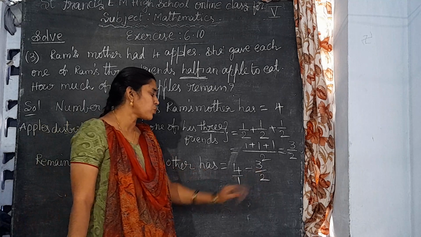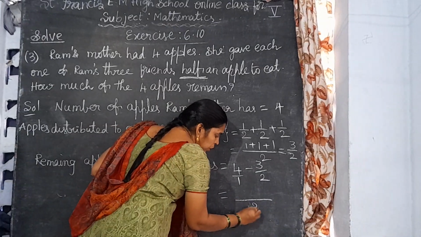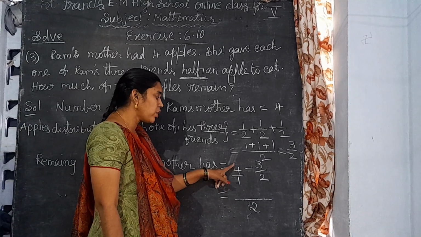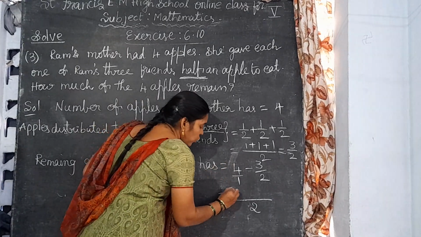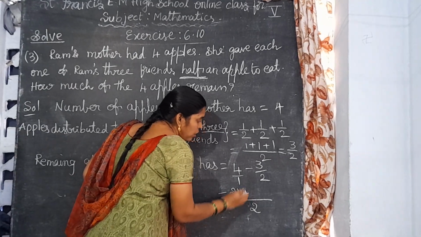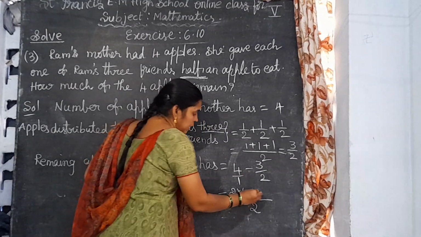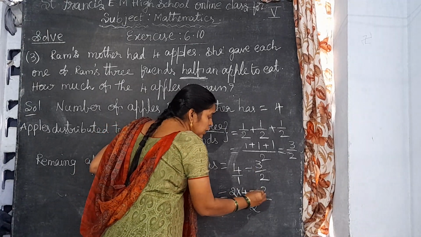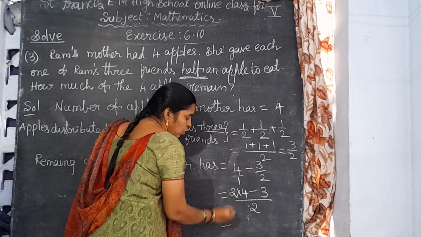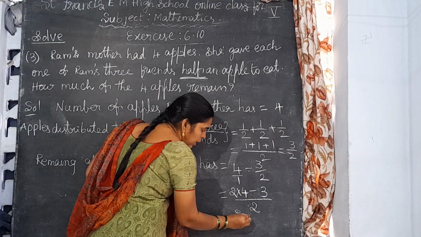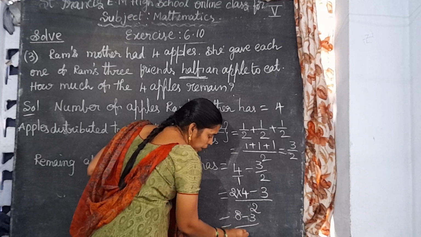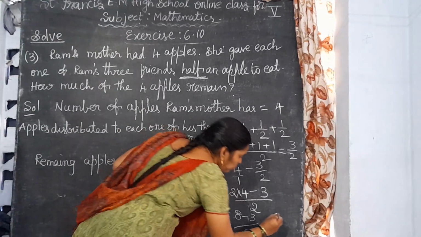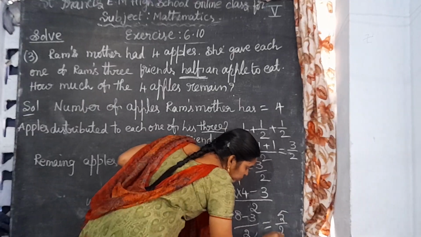Now the LCM is 2. Now this 1, how many times will it go into 2? 2 times. That 2 into this numerator, 2 into 4. What is the middle sign? Minus. 2, how many times will it go into 2? 1 time. 1 3s are 3. Right? Now 2 4s are 8 minus 3 by 2. 8 minus 3, how much? 5. So 5 by 2.